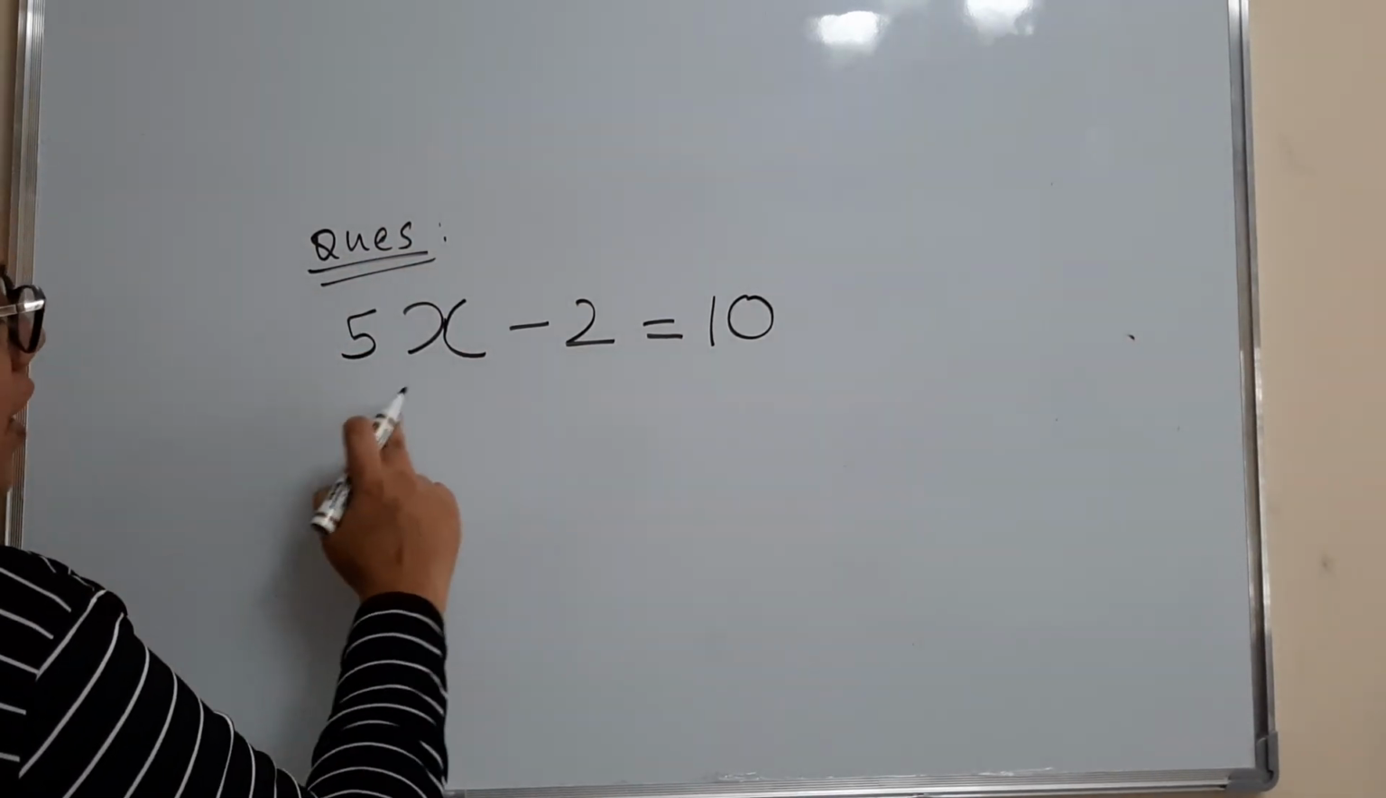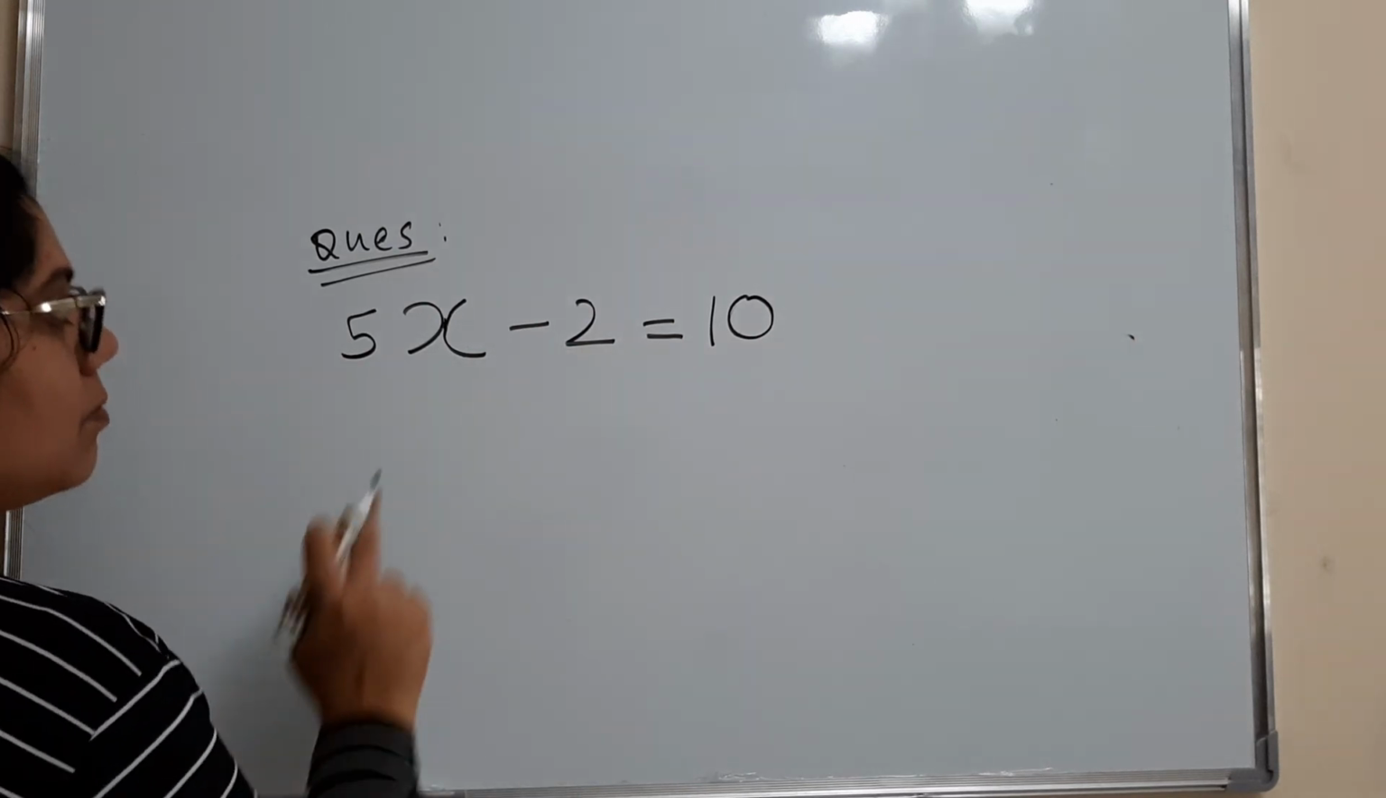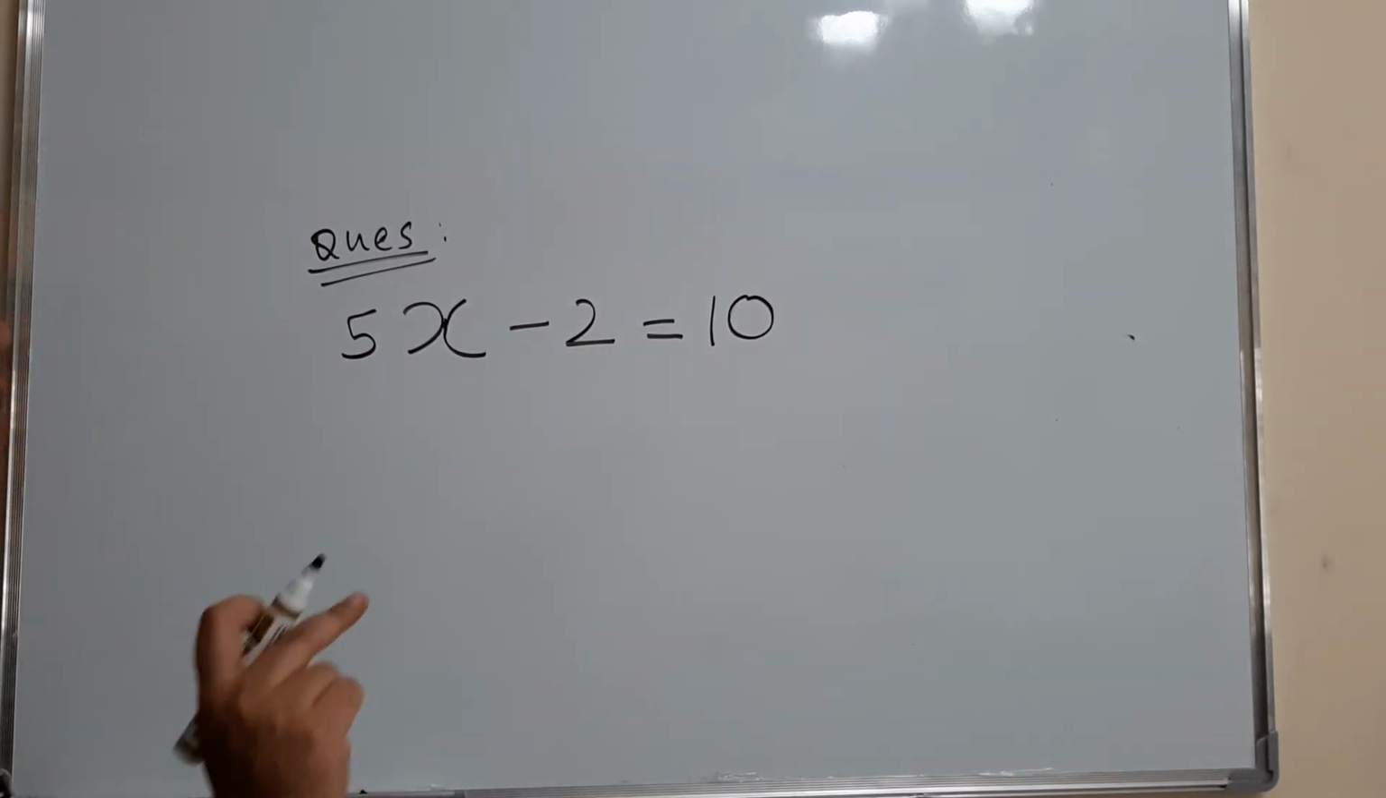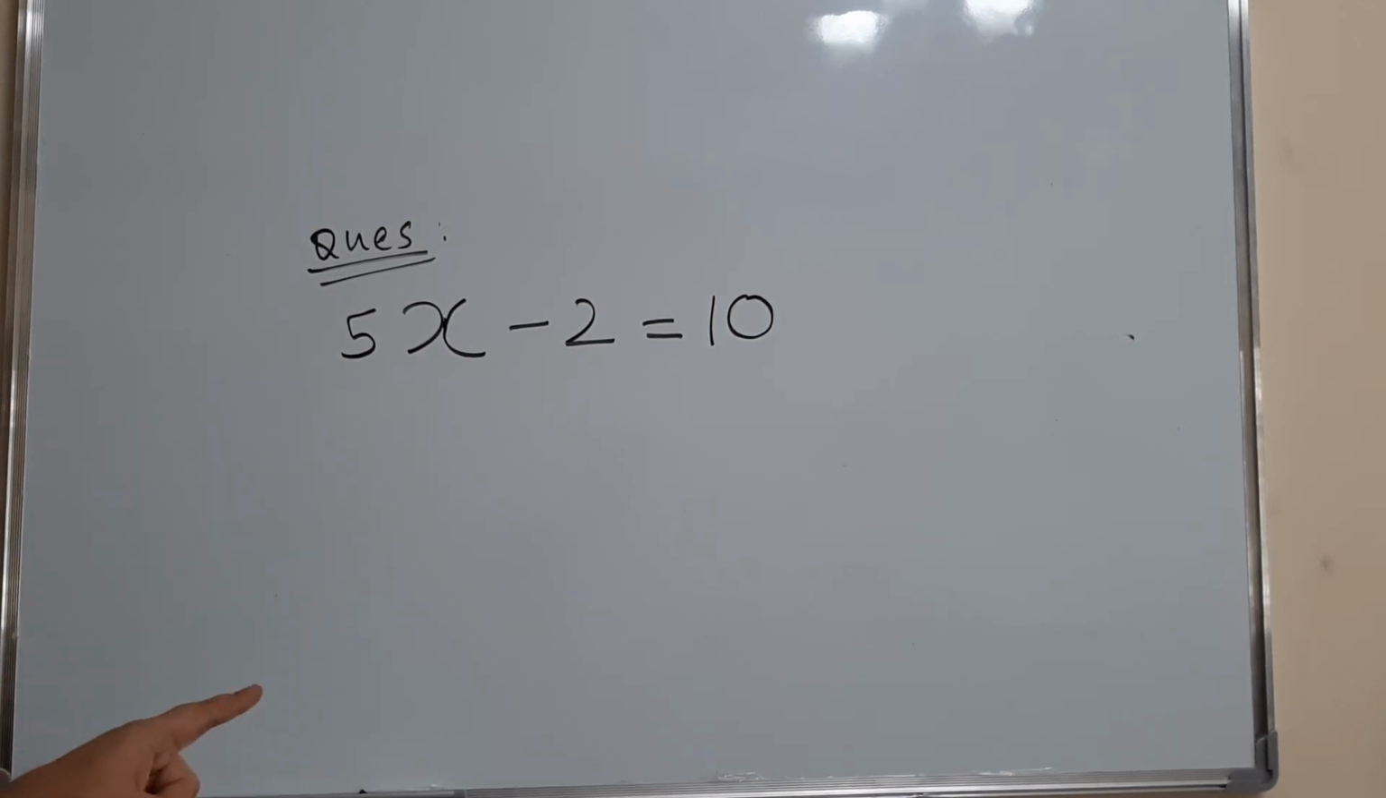So 5x minus 2 equals 10, find the value of x and write the answer in the comment box. I hope you all understand. So those who understand, please comment the answer, and tell how you have applied the magic triangle, and I think it is interesting for you.